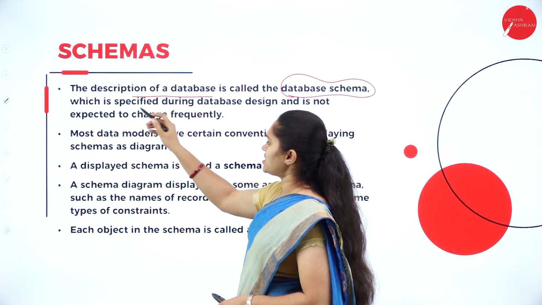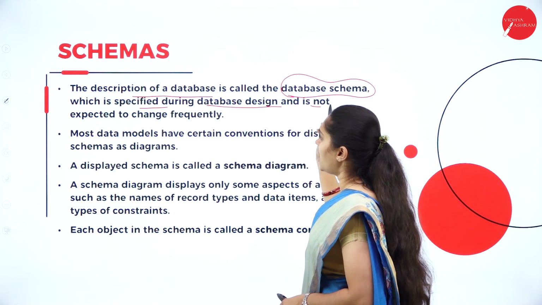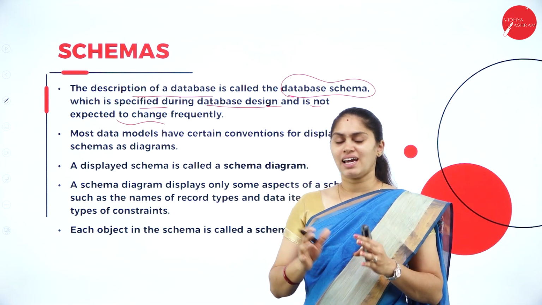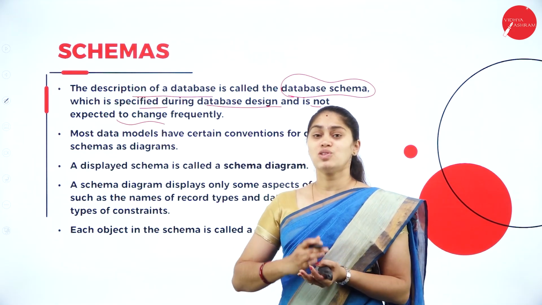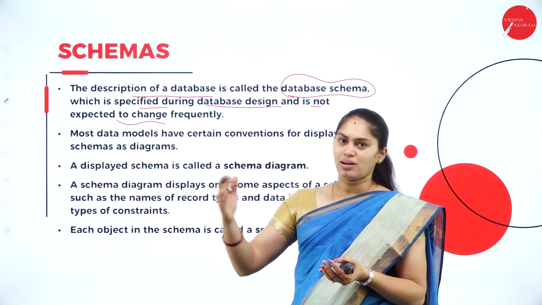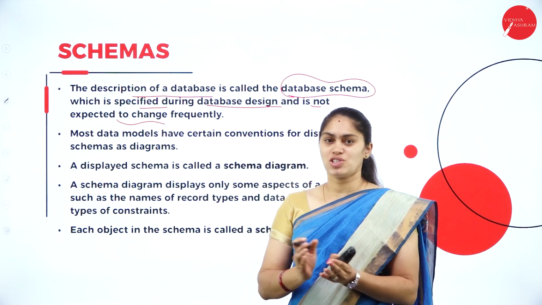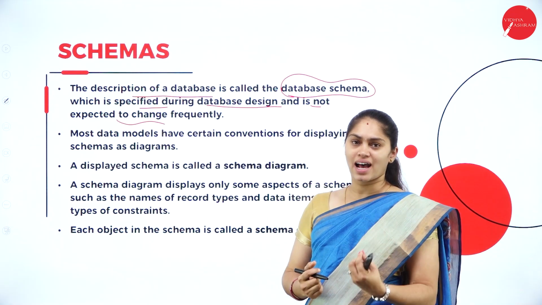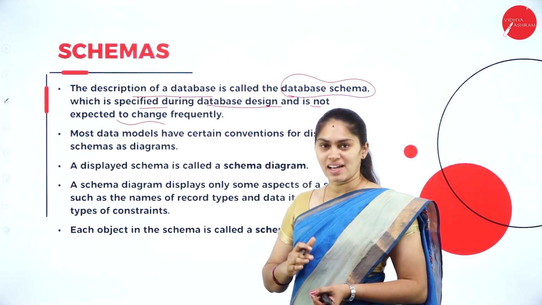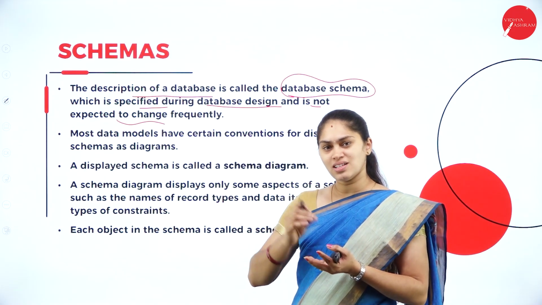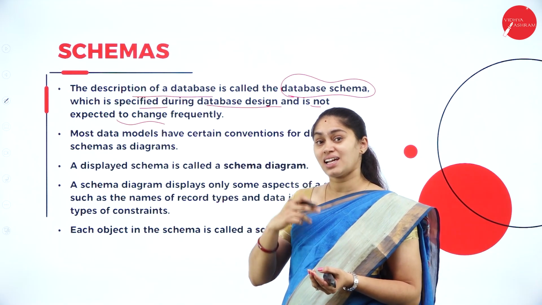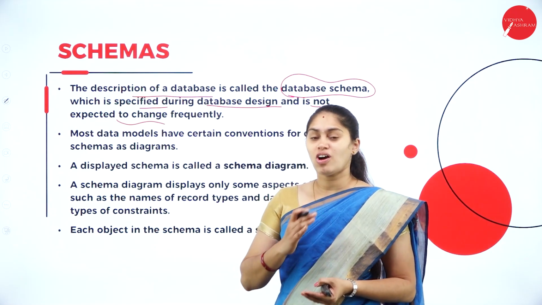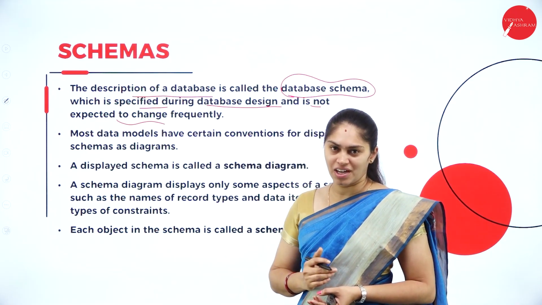It is mainly specified during the database design, and most of the time we should not frequently change the database schema. It's like the construction of a college. Every year students may come and go, but the infrastructure should be the same. It should not be altered frequently. Then we call that the database schema. When the students are coming and going, we call that the database state. The database state may change frequently, but the schema should not change in a frequent manner.